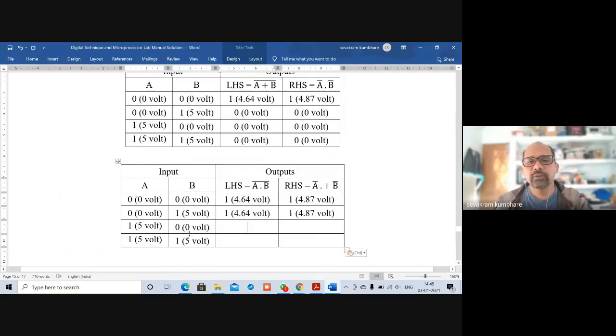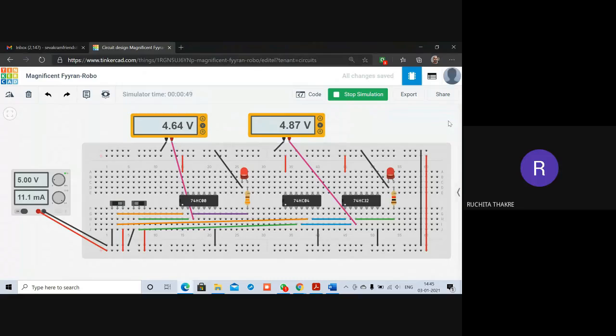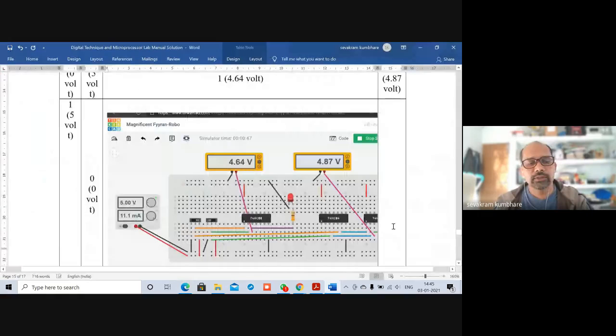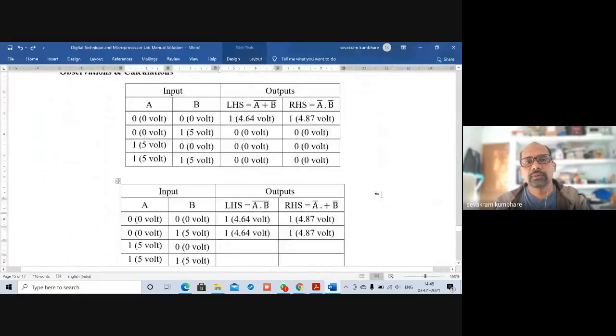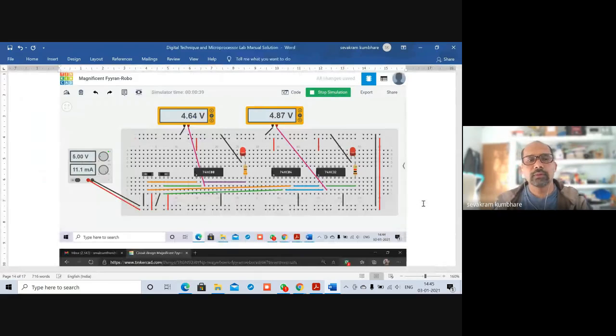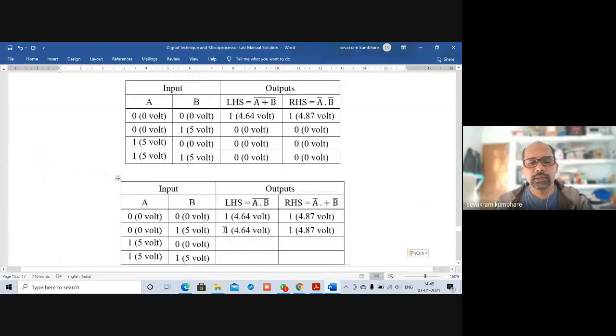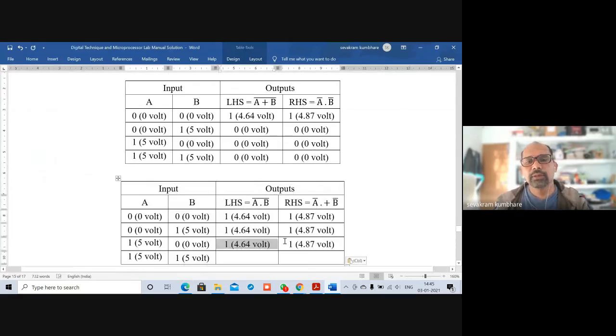What is the next combination? 1 0. Okay. So I'll make it 1 and I'll make it 0. What is the output LED status and output voltage? 4.64 volt and 4.87 volt. So this will be again same. We are getting the same voltage. So I'm just copying this and I'm pasting it over here. Okay, what is the last combination?